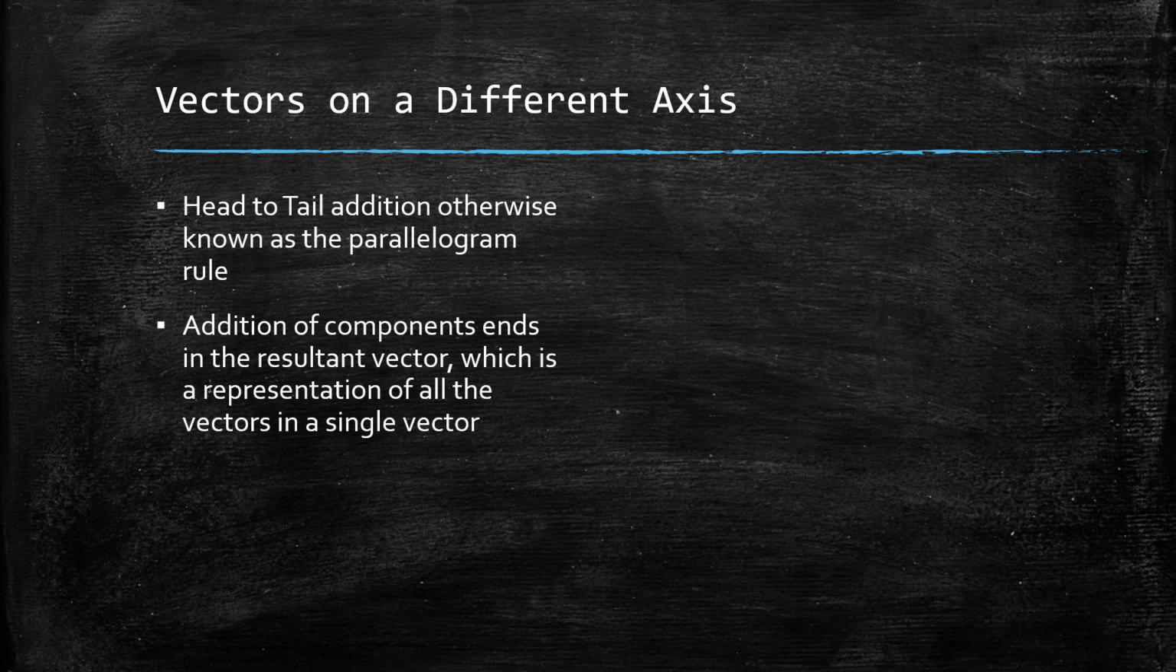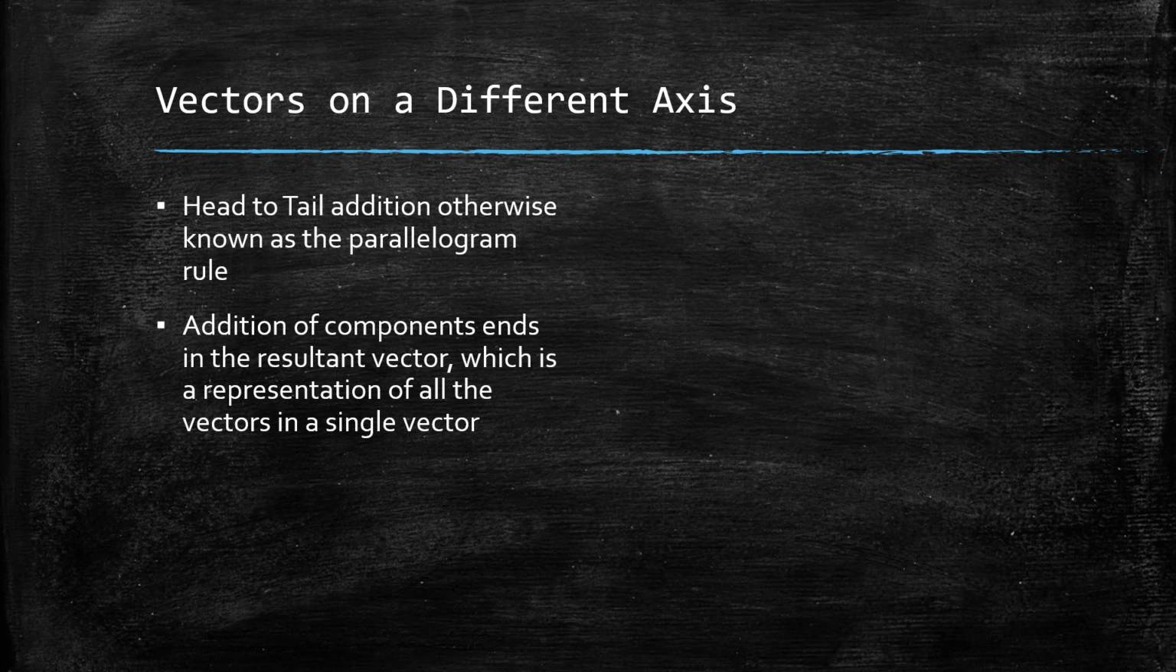We can deal with this on different axes a little bit easier. Basically what we're going to do is take the components, the small parts of the sum of the vectors, and come up with the resultant vector, kind of like the sum of the two, the representation of all of the vectors together in one vector. That might seem confusing, but it's not too bad.